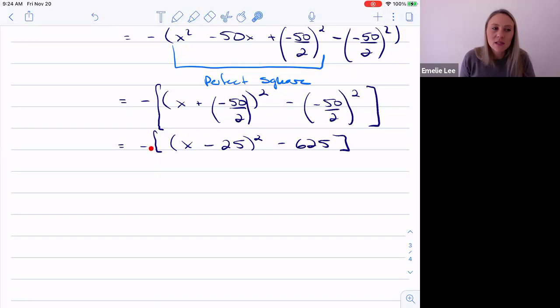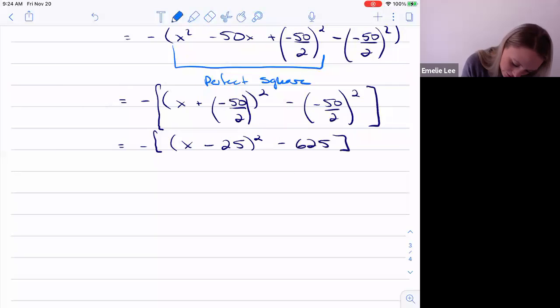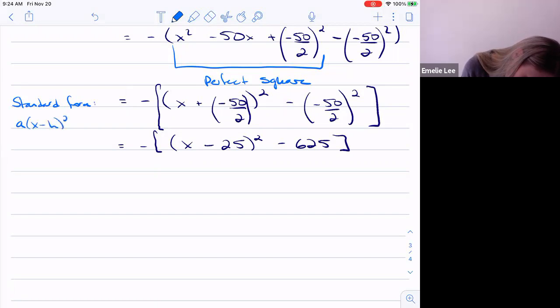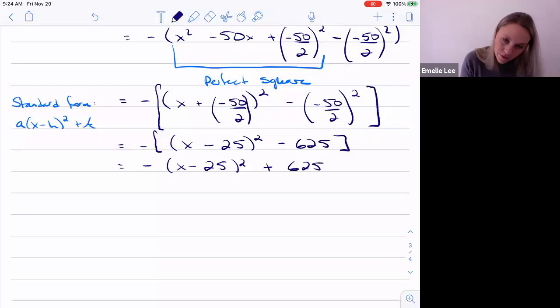If I have to write this in standard form, remember, standard form is a times x minus h squared plus k. So I have to expand this negative 1 inside. So I have negative x minus 25 squared plus 625.